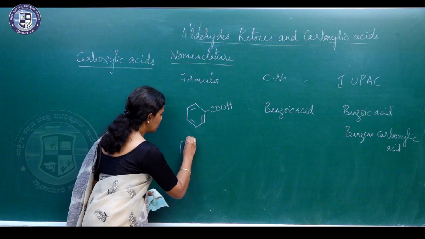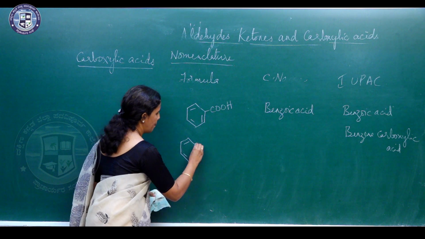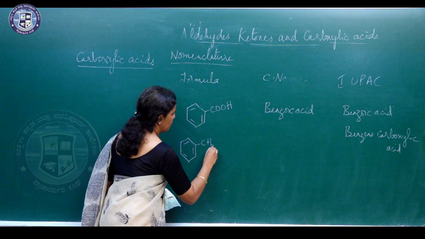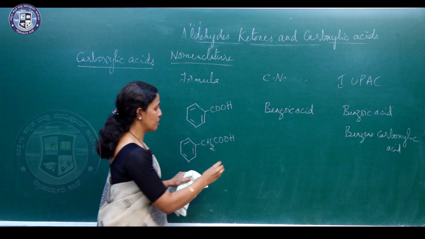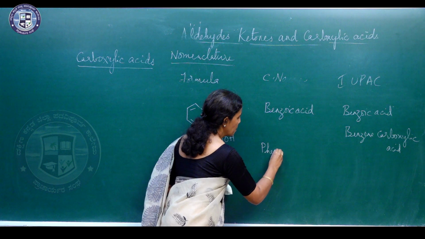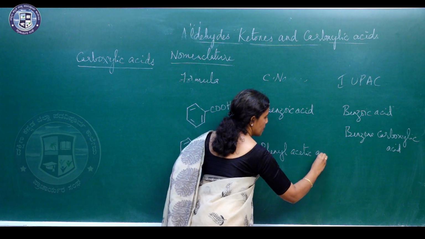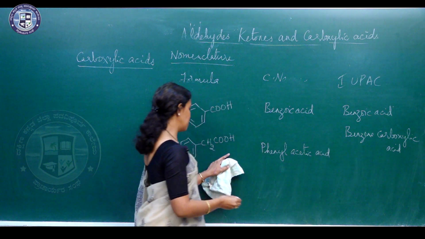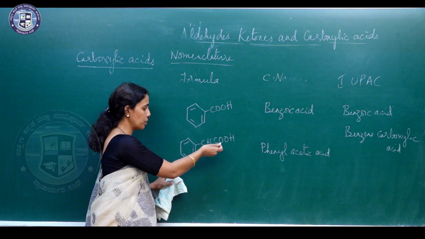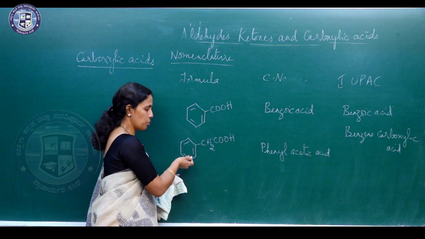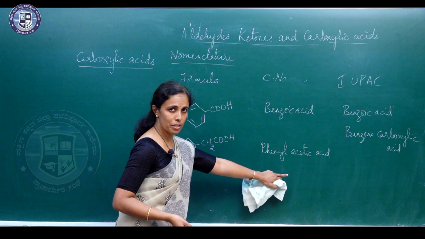So, the next compound we will take, we call this phenyl acetic acid. The common name is phenyl acetic acid. You can consider this to be the derivative of acetic acid, because acetic acid is CH3COOH. One of the hydrogen atoms is replaced by a phenyl group. So, we have named it phenyl acetic acid.